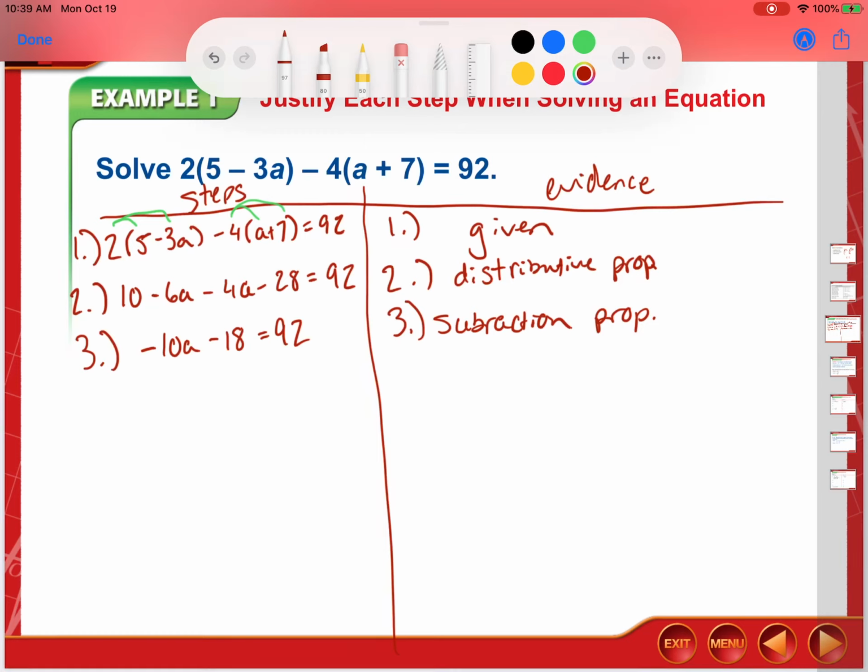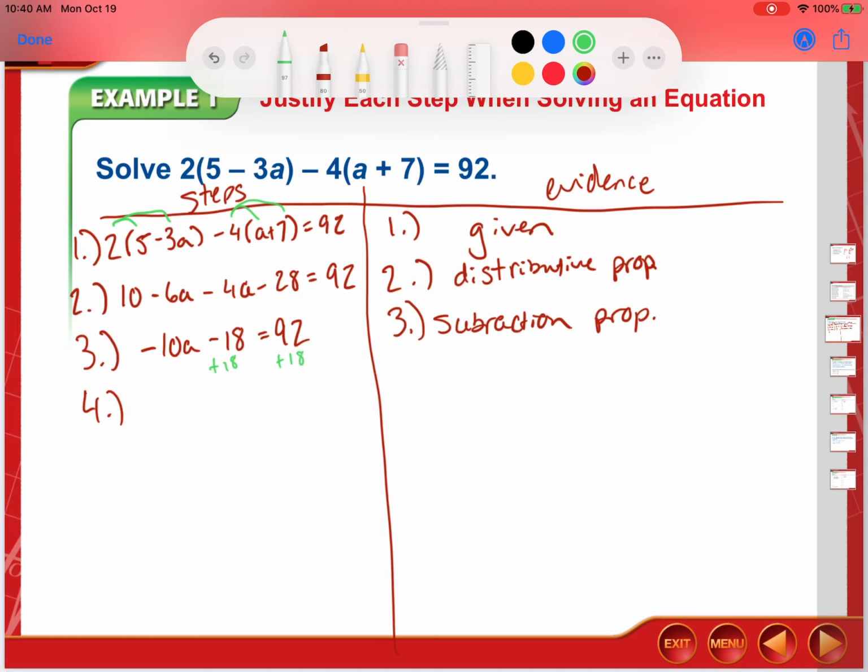Let's see, where was I? Okay, now my next step, I'm going to get rid of that -18 because I want that over on the right hand side with the 92. So my next step on the left hand side is going to look like what it'll look like after I add that 18. So I'm going to add my 18 on both sides.